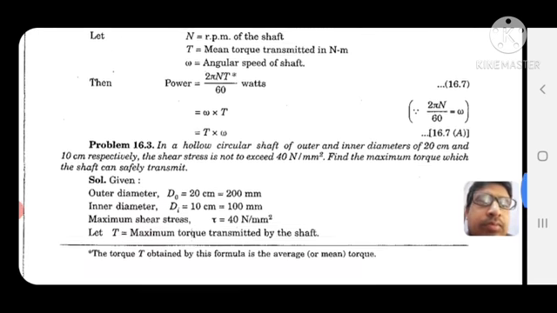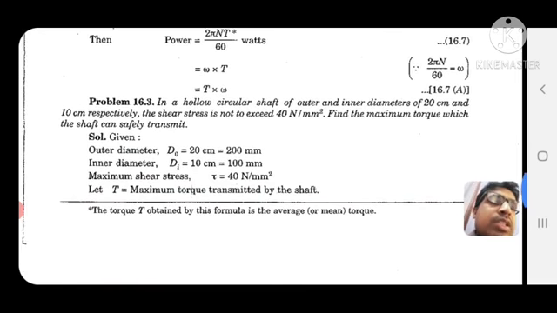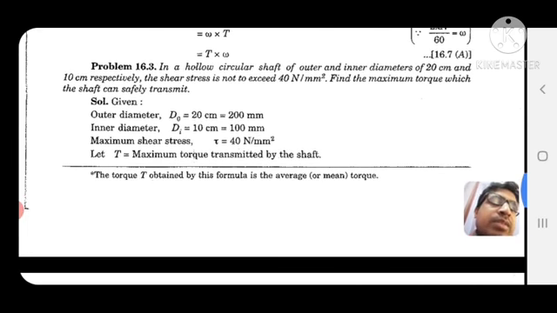Now, in a hollow circular shaft of outer and inner diameter of 20 centimeter and 10 centimeter respectively, the shear stress is not to exceed 40 Newton per millimeter square. Find the maximum torque which the shaft can safely transmit.